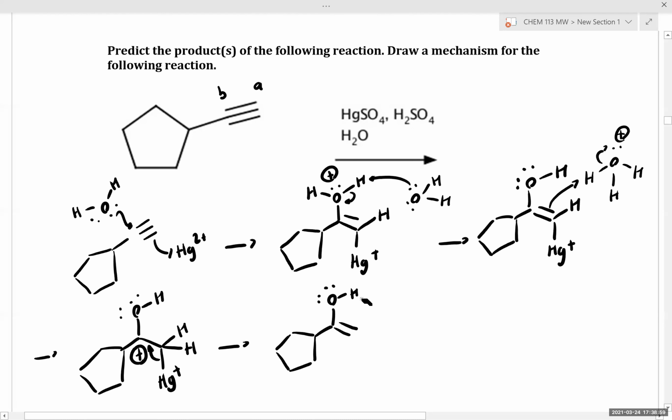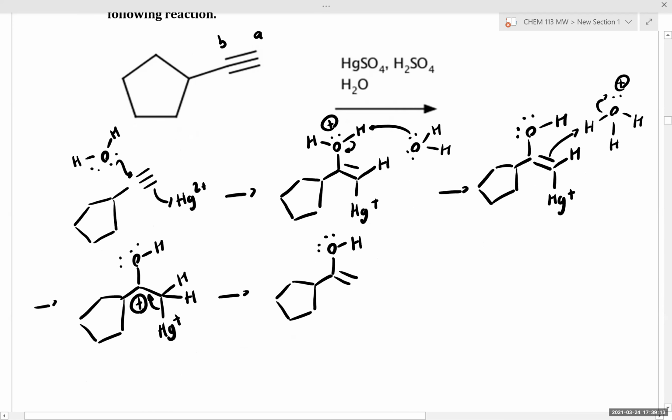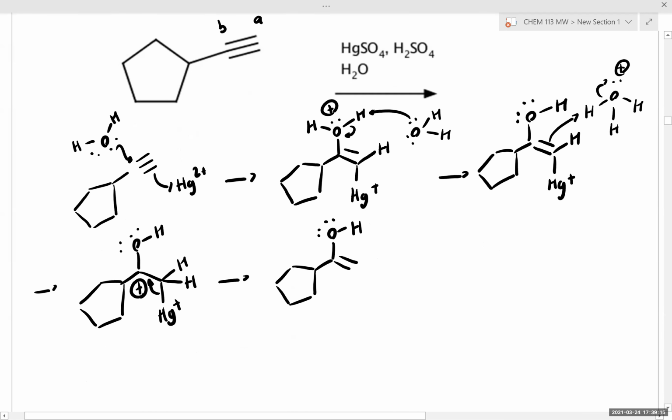So how do we get our methyl ketone? This enol form is not easily isolable. So how are we going to get our ketone? So we have an enol. Would anyone like to either draw or walk us through the steps to go from an enol to the ketone?